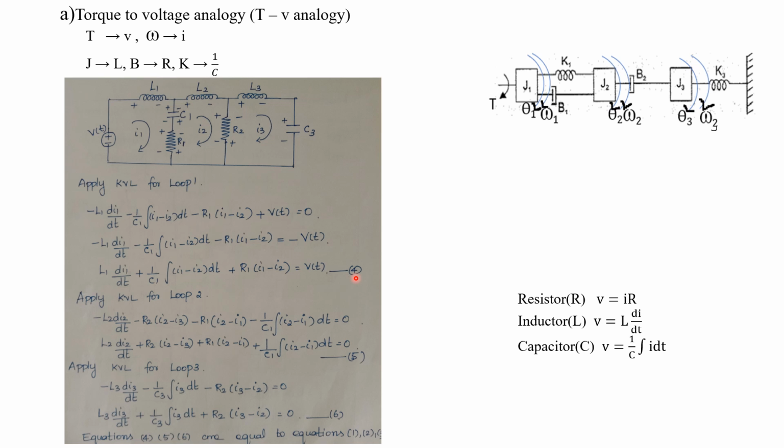Okay, equation 1 will be equivalent to 4, 2 will be equivalent to 5, and 3 will be equivalent to 6. So we can write it as: equations 4, 5 and 6 are equivalent to equations 1, 2 and 3 respectively. In this way we can obtain the torque to voltage analogous circuit for a given mechanical rotational system. Similarly, we can obtain the torque to current analogous circuit.